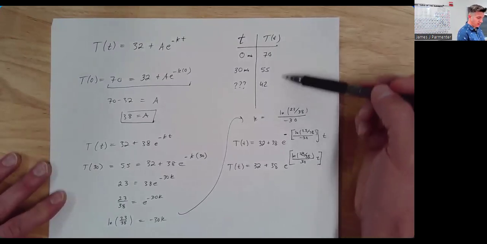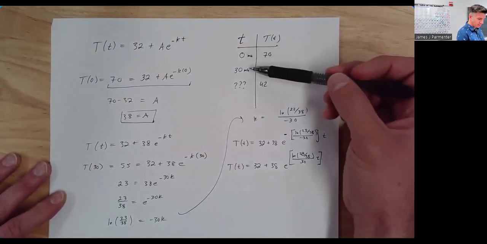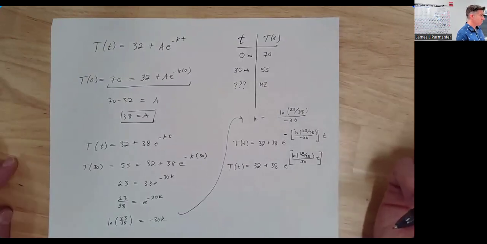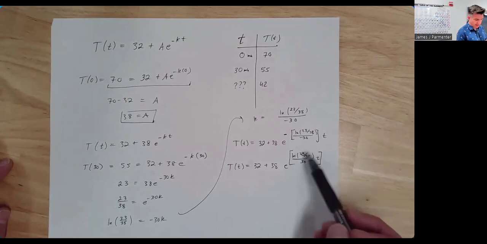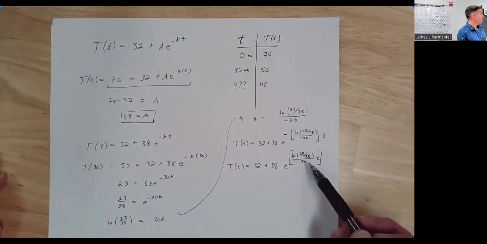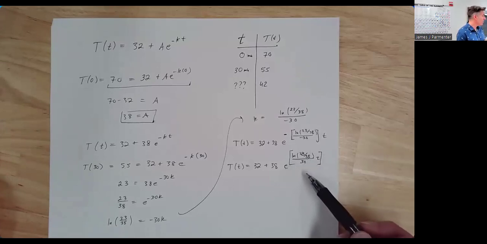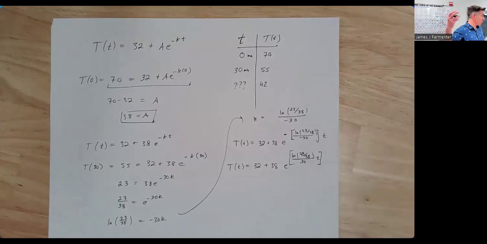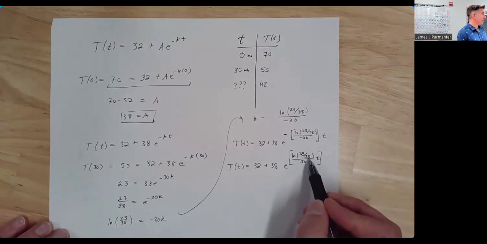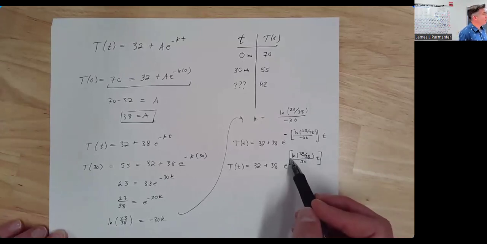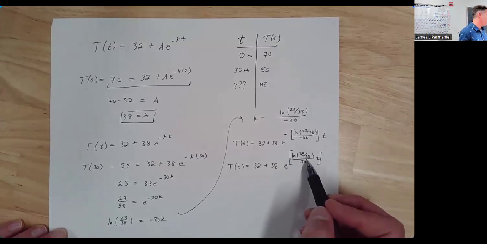Well, we can look over here. As time goes on, it seems like the temperature is getting colder, which means that this numerical value up here, this natural log of 23 over 38 over 30, should be a negative number. Because if this value is going to get smaller, you have to have e to the something that's getting more and more negative so that the output's getting smaller and smaller. And it is, because again, 23 over 38 is less than 1, and the natural log of a number less than 1 is negative.